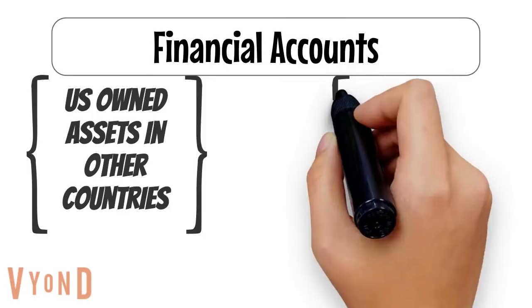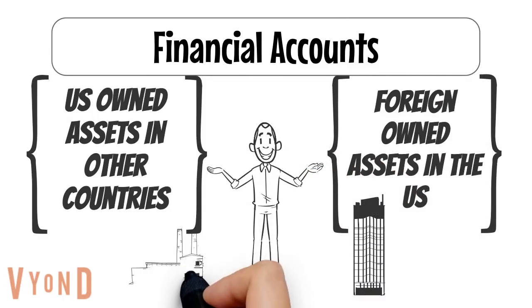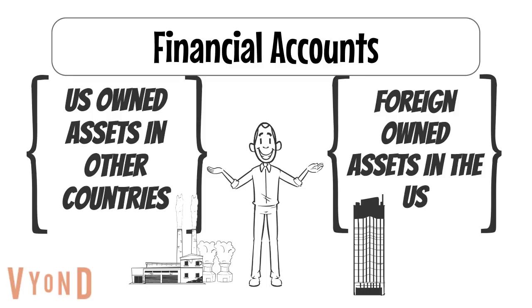The financial accounts are about assets. So part one is foreign-owned assets in the U.S. Part two is U.S.-owned assets in other countries. When Fiat buys Chrysler, Chrysler becomes a foreign-owned asset in the U.S. When someone from China buys a condo on the Las Vegas Strip, that's a foreign-owned asset in the U.S. When a U.S. person buys a vacation home in France, that's a U.S.-owned asset in another country.